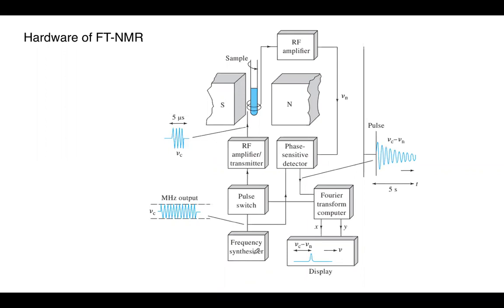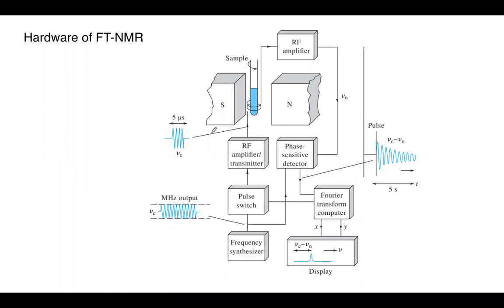Here is the hardware of what's happening inside of this. This is a block diagram of an NMR spectrometer. We have our sample positioned between two poles of a strong magnet. Usually these are electromagnets, so they can be turned on and off, because permanent magnets don't really have the strength to generate enough of a separation in the energy levels to actually measure anything.